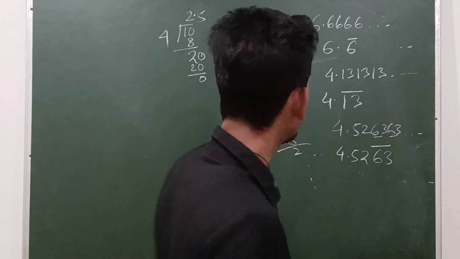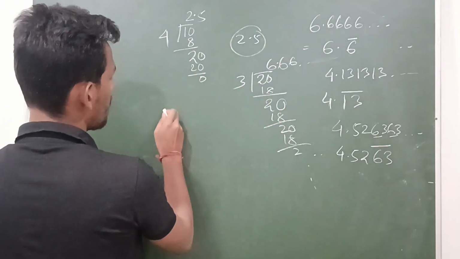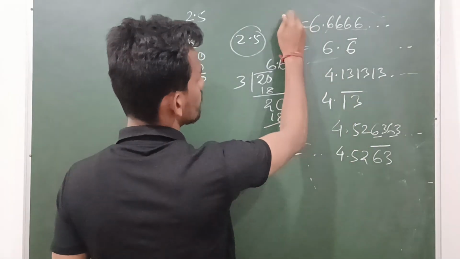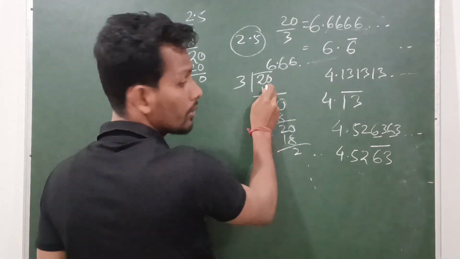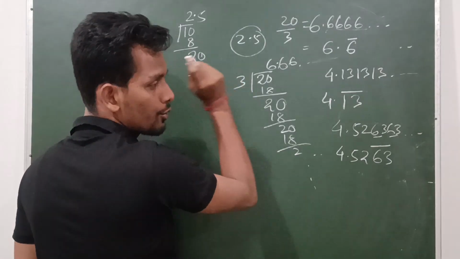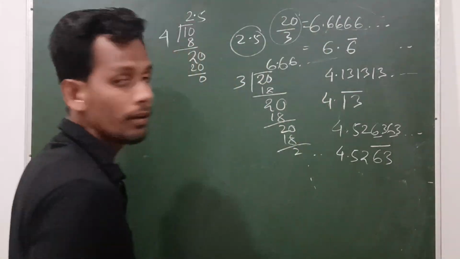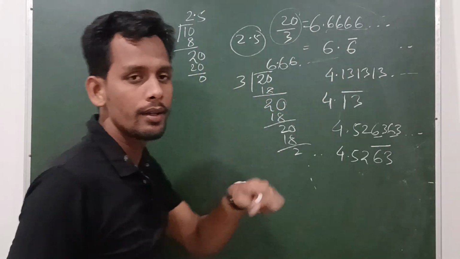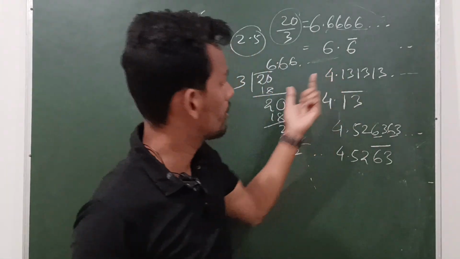Okay, say you get the answer 6.666. What is the fraction? The fraction is 20 by 3, because you have to divide 20 by 3. So this is the main thing, you can convert this type of number directly into a fraction. In the next class we will discuss this topic.